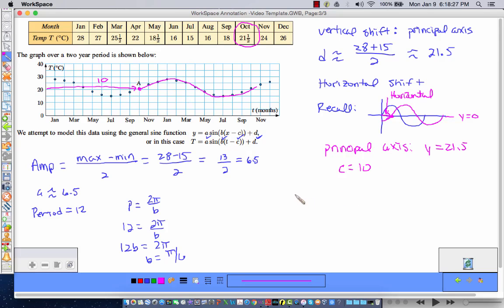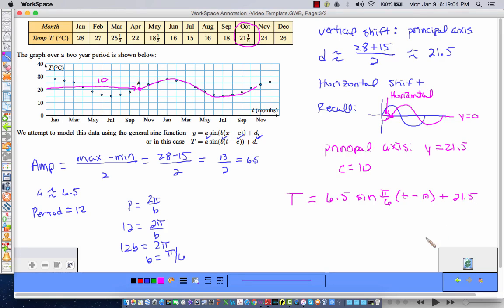Which means we finally can write an equation that should model this data or come pretty darn close. So T would be equal to A, which we found to be 6.5, times the sine of B, which we found to be pi over 6, times little t minus C, which we just found to be 10, plus D, which is 21.5.